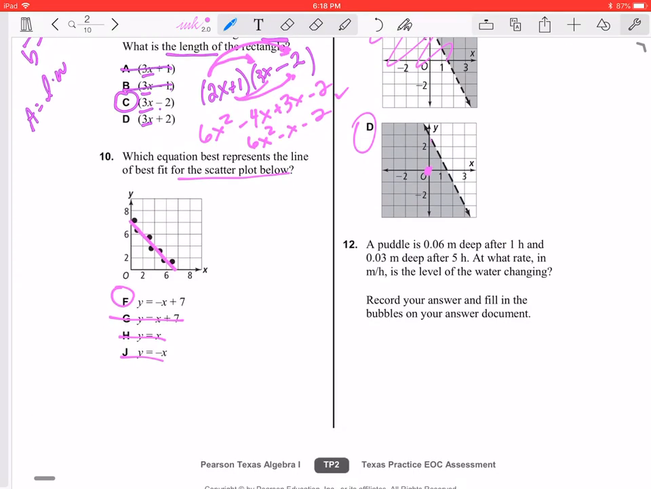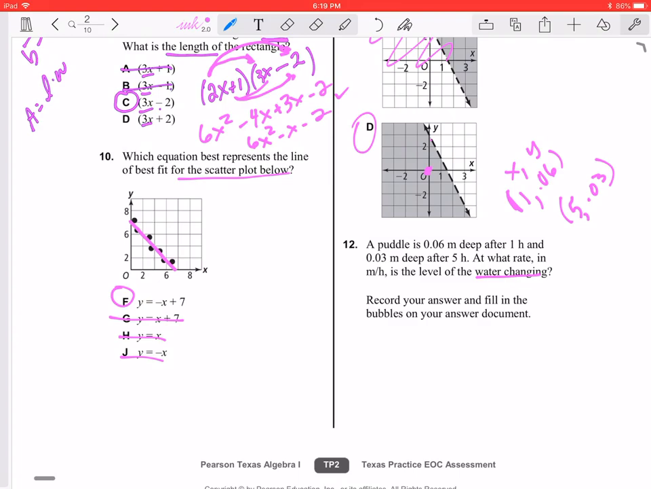All right, a puddle is 0.6 meters deep after 1 hour, and 0.3 meters deep after 5 hours. So we have coordinate points, and we're talking about x and y. That means that our x value is 1 and our y value is 0.6. So that's a coordinate point. Then our next coordinate point is at 5, so when x is 5, y is 0.3. And at what rate is the level of water changing?